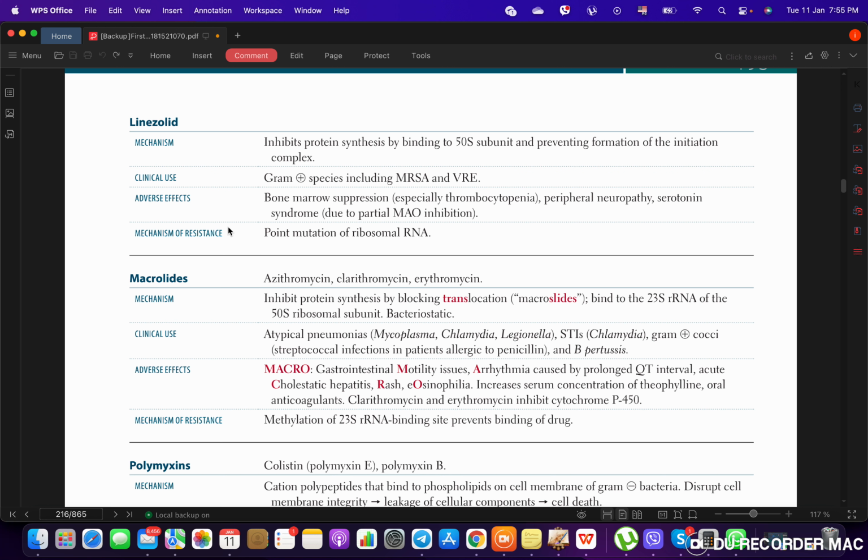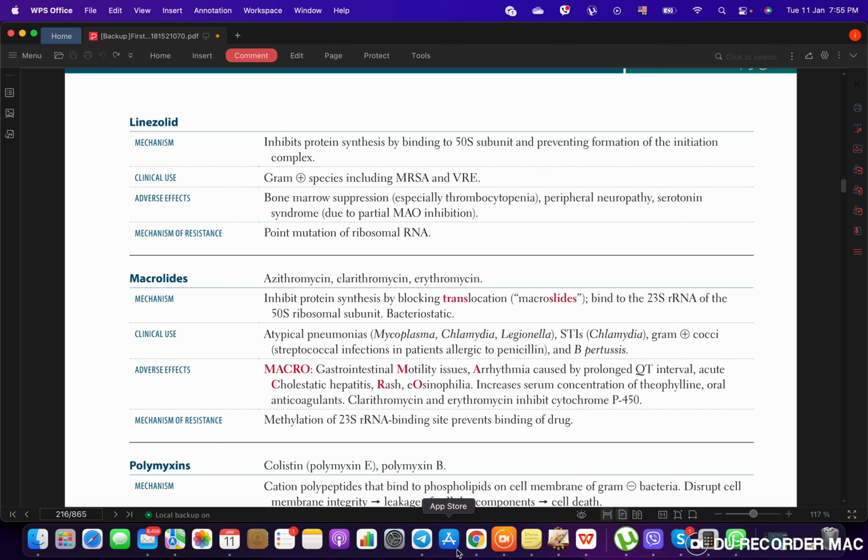Clinical use is for gram-positive species, including MRSA and vancomycin-resistant enterococcus. Well, basically, this one is bad. Super bad. When we see a patient with that, we close him up in the room, and yeah, super serious.